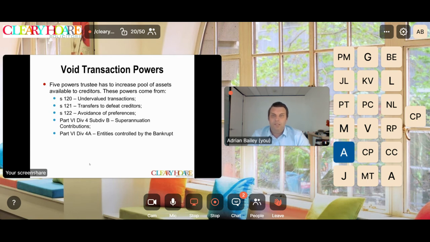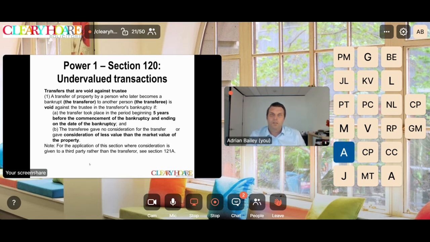However, as we'll see, aside from the comments on Rich Star earlier, they're not really effective in most circumstances, but we'll come back to that. But first off, let's have a look at sections 120 through to 122. So section 120 is what's called undervalued transaction, and on the screen is the provisions, and the next few slides will be the provisions themselves.